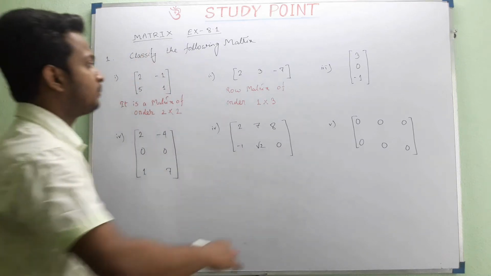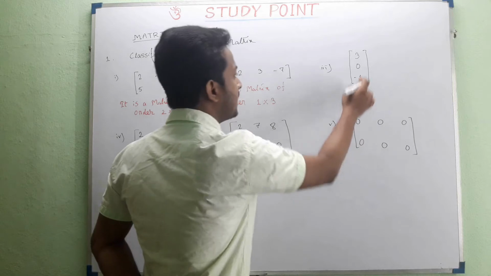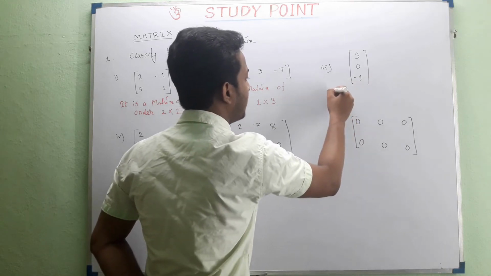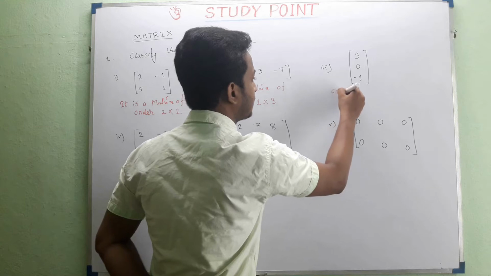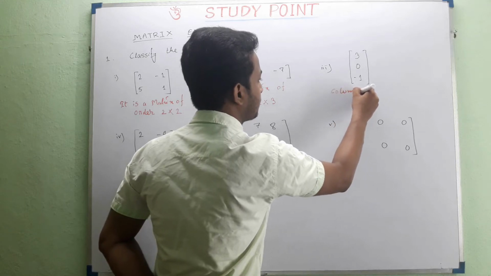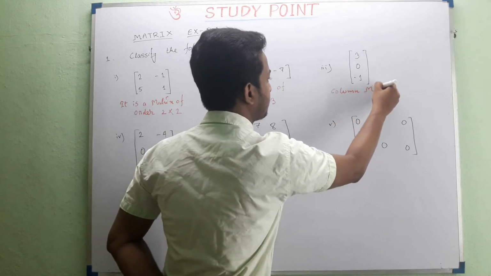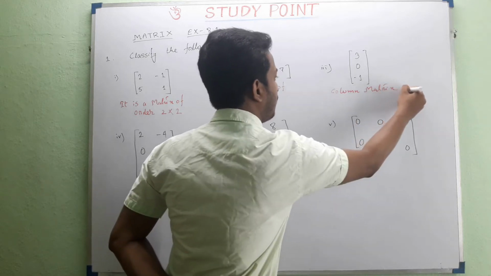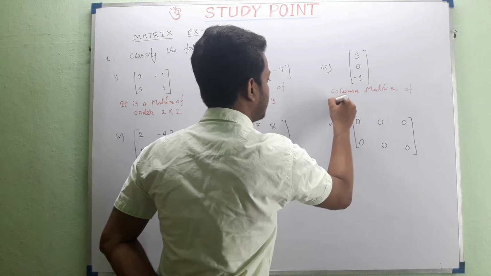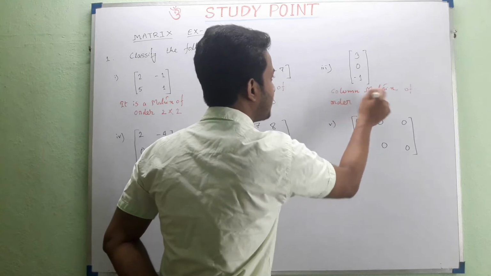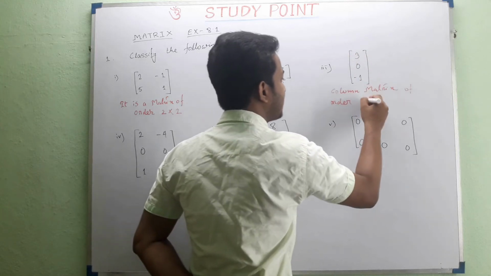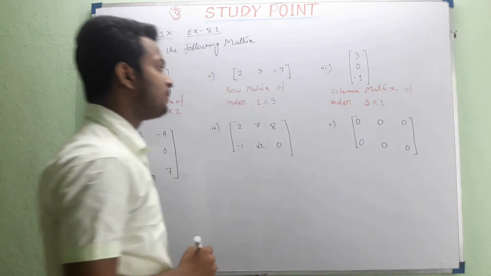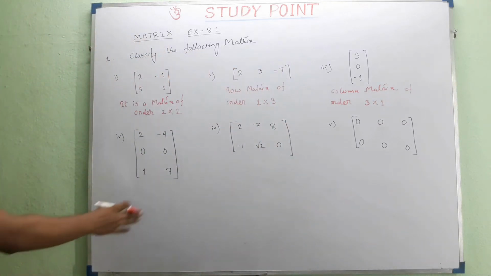By the same process, you move to the next part. Here there are 3 rows but only 1 column. So it will be a column matrix of order. Now what will be the order of this matrix? See, 1, 2, 3. There are 3 rows and 1 column. So the order of the matrix will be 3 by 1. Now let's move to the next part.